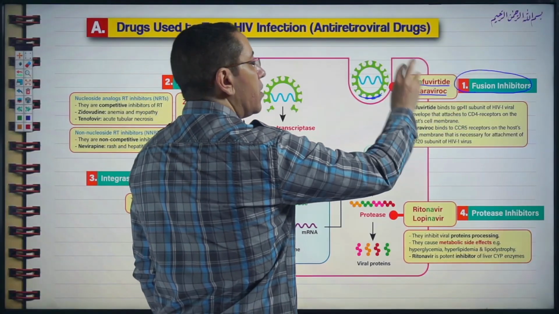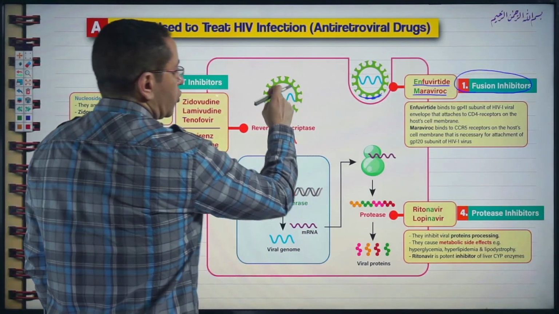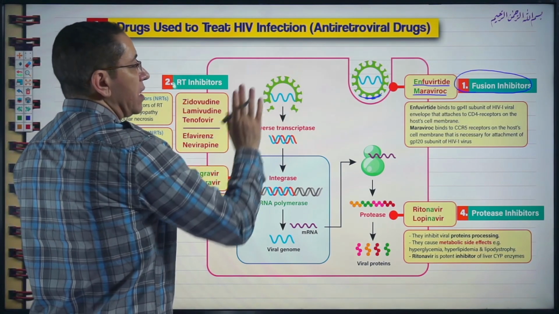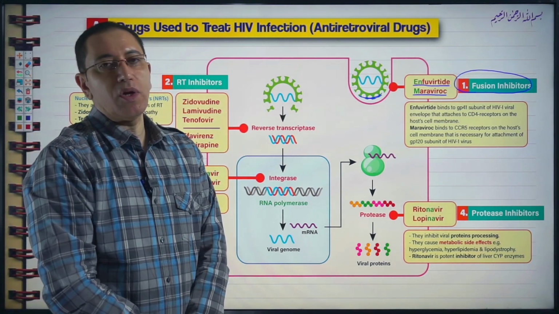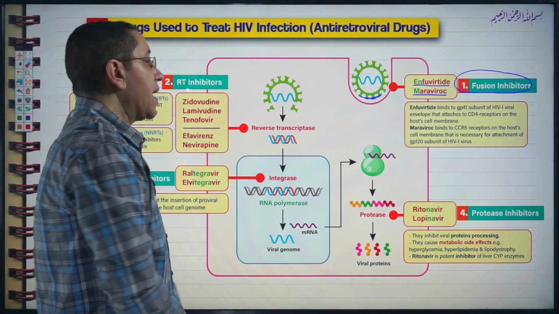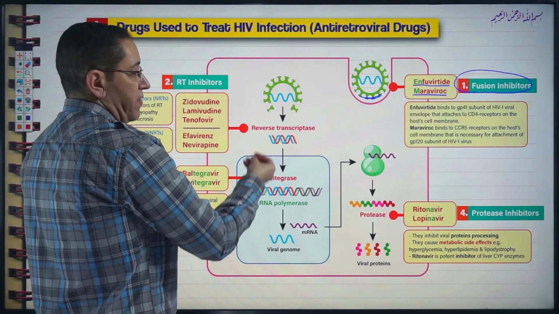This family is specific for the HIV only. Let's move to the next step, the uncoating. In the HIV, we don't have any drugs that interfere with the uncoating. We don't have any drugs for this step, thus we will skip it. However, we still have the large step of the replication.